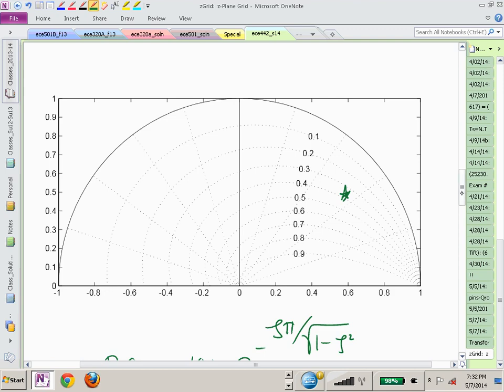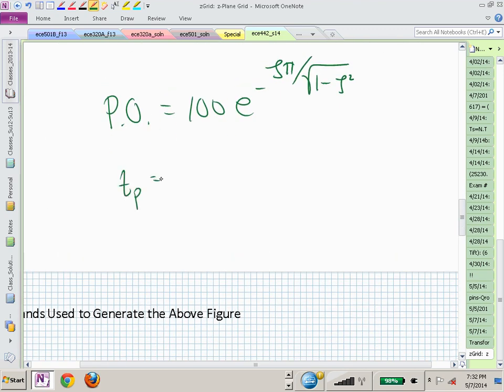Your peak time now is pi over omega sub d, but we remember theta sub d is omega sub d times T, so that if you solve that, you now have that. And once you have theta sub d in radians, since pi is in radians, now you know how many sample periods you have in your peak time, just by sketching that triangle.